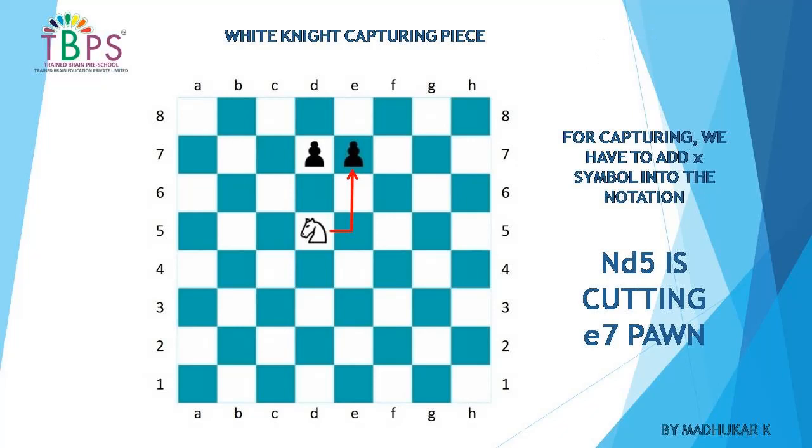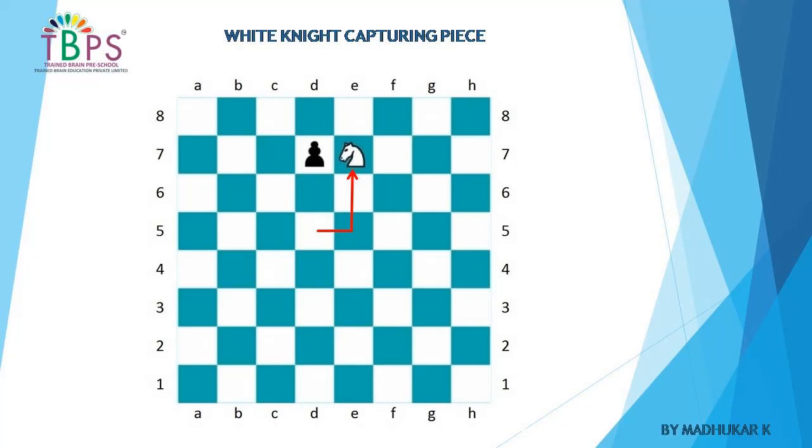There is a slight difference while writing the notation of this move. We have to add an X symbol in between the capturing piece and the piece it is capturing. So what do we have to write, children? We have to write N x e7. We can also call it N cut e7.